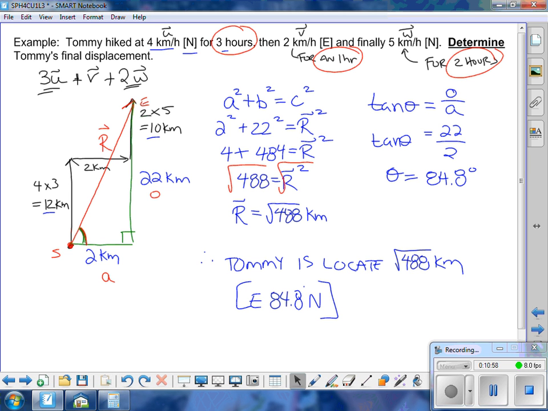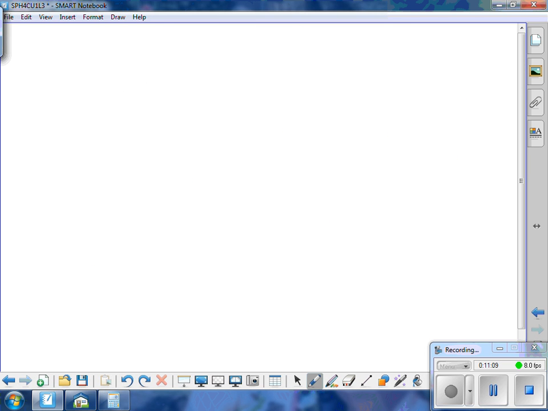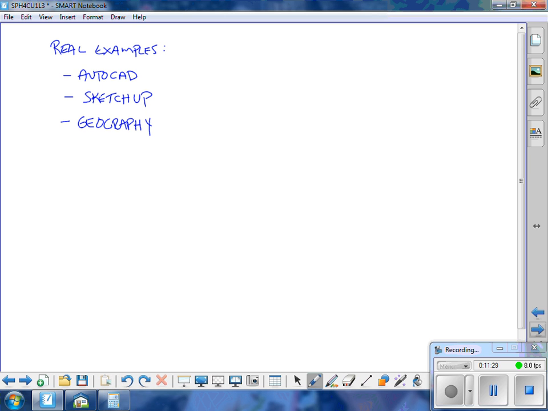Now, where would you use this probably more commonly in real life, or where have you gentlemen or ladies seen this? AutoCAD, okay, or SketchUp. So, real examples. AutoCAD, SketchUp. If you go into geography, if you're looking for a field as a geographer, it'll come up.